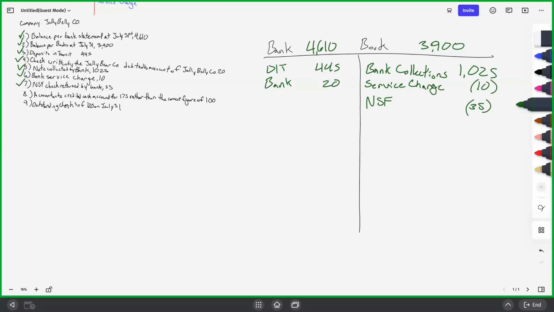Account discredited cash account for 175 rather than the correct figure of 100. Bank or book? Book. And are we adding or subtracting? Adding. Yep.